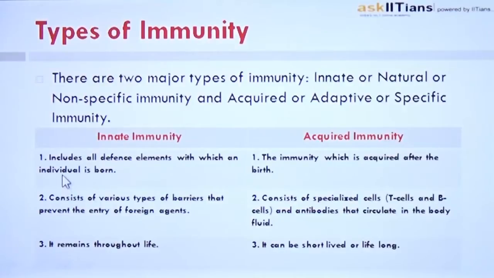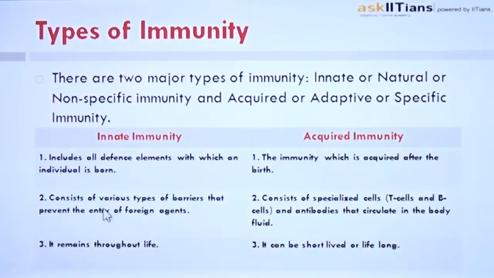Innate immunity includes all defense elements with which an individual is born. So you are born with innate immunity. Acquired immunity is acquired after birth. You don't have this type of immune mechanism in your body since birth. After birth, you acquire certain types of immunity mechanisms, and these come under acquired immunity.